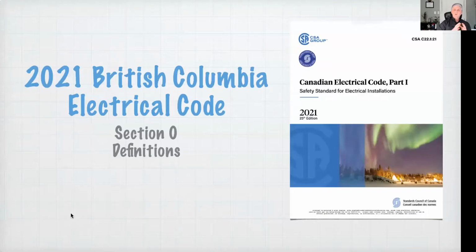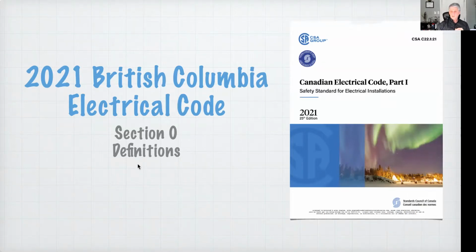All right, so the 2021 BC Electrical Code, section 0, definitions. First of all, what are definitions? Actually the objective, scope, and definitions. So the objective is what the code is made for. What is a code? Well, it is actually a standard. It's the safety standard for electrical installations. So if you follow the rules of the code, you will be applying a safe installation.